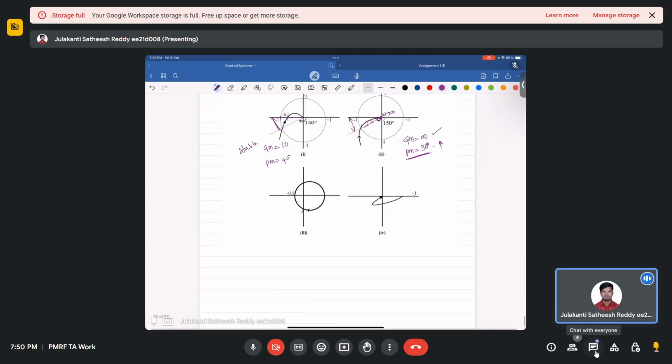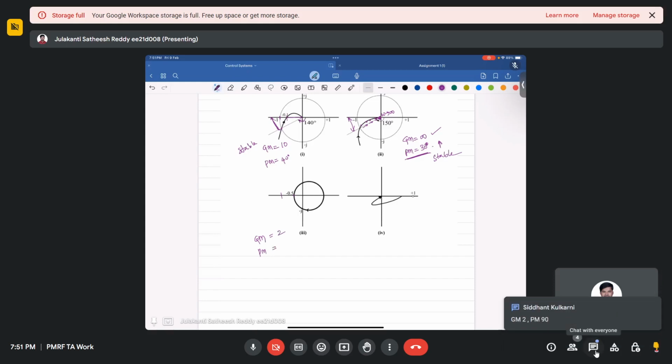Now, can you give the answer for this third one? This is also a stable system. Gain margin is, so it will be 2. Phase margin is, it is not at all cutting the unit circle because this is 0.5 and this is here 1. If you draw this line, it is not at all cutting. So that means phase margin is, right. Now, what about question number 4?